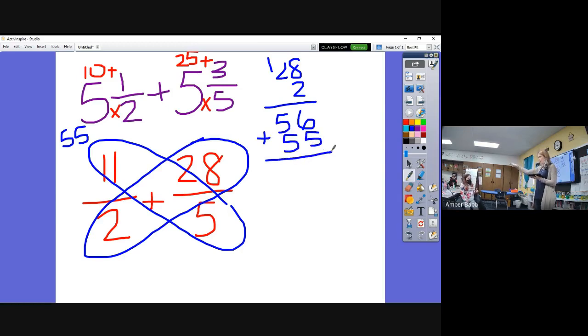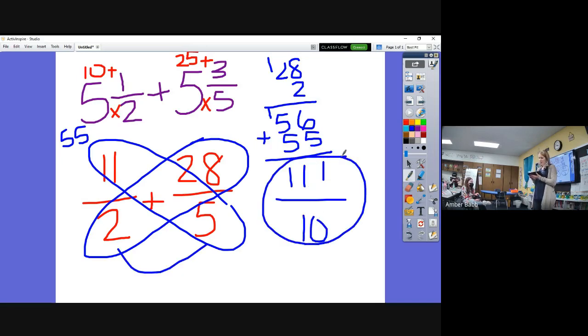What is 55? Stop all the talking. 111. 11, 10, 11. Okay, so 111 is my numerator. And 2 times 5? 10. This is my fraction, but now I have to fix this. So how many times does 10 go into 111? 11 times. And I would have 1 out of 10, 1 left over. Okay? So there ends up being a lot of extra stuff you have to do this way.